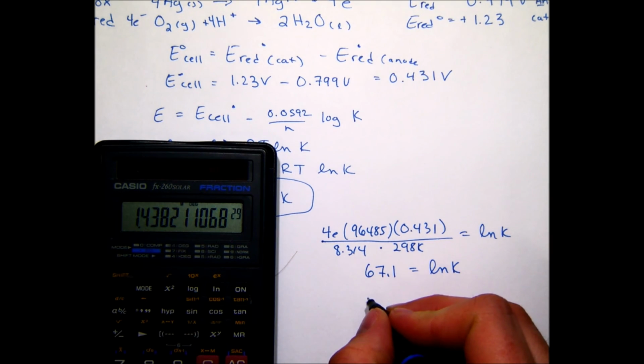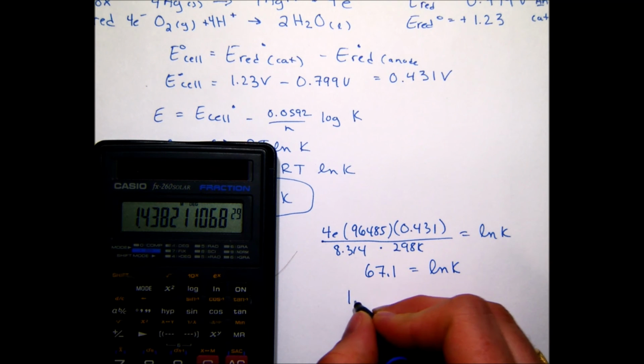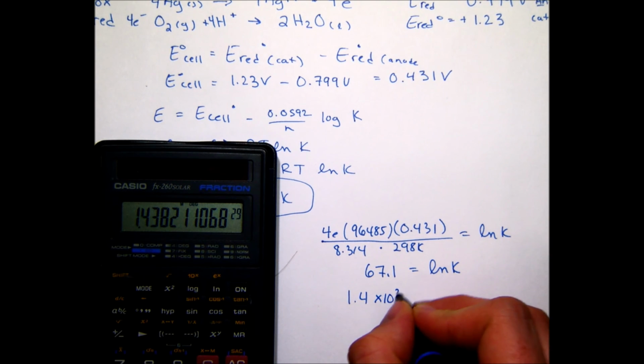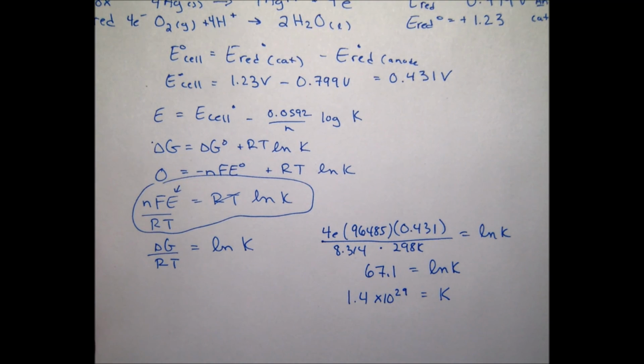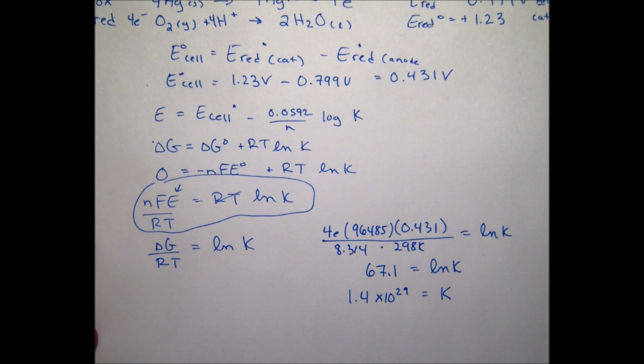Take the e to it. So 1.4 times 10 to the 29 is equal to K for this reaction. So for this particular reaction, what we're ending up doing and seeing is that we have a very, very product favored reaction.